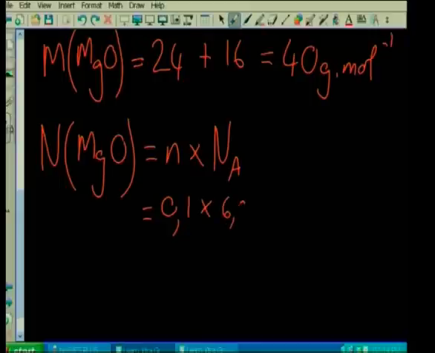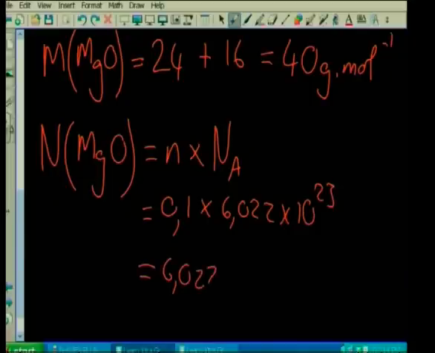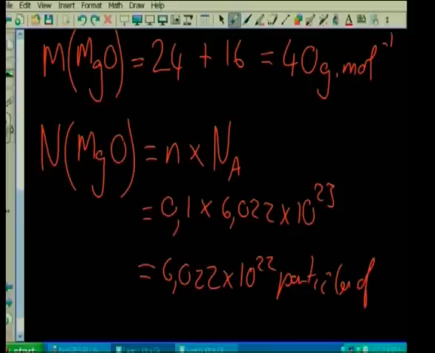times 6,022 times 10 to the 23, and that's going to give me 6,022 times 10 to the 22 particles of MgO. Now, guys, here's the trick. I've been dealing with MgO. The question asked me for atoms.